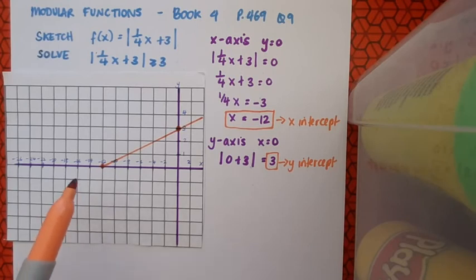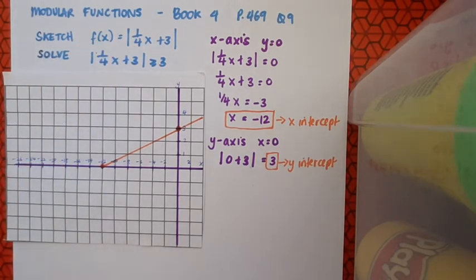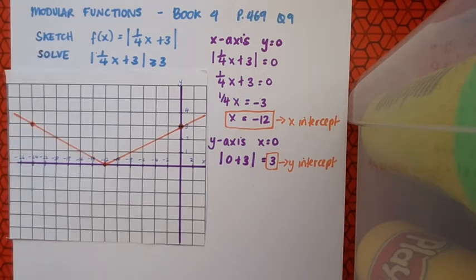So I know that I'm definitely going to join those two together. But then I'm not going to go below the x-axis at all because I'm looking at the absolute value of a quarter x plus 3. So I'm going to bounce this back up again. But like I said, I've got symmetry. So I had to go across 12 and up 3 to get to this point. So I'm also going to go across 12 and up 3 to keep it symmetrical on the other side. And so my function f of x looks like this. So that's the first part done. We've sketched f of x.